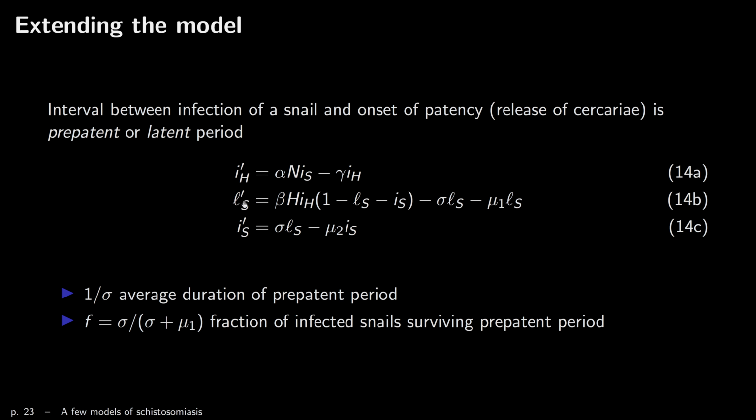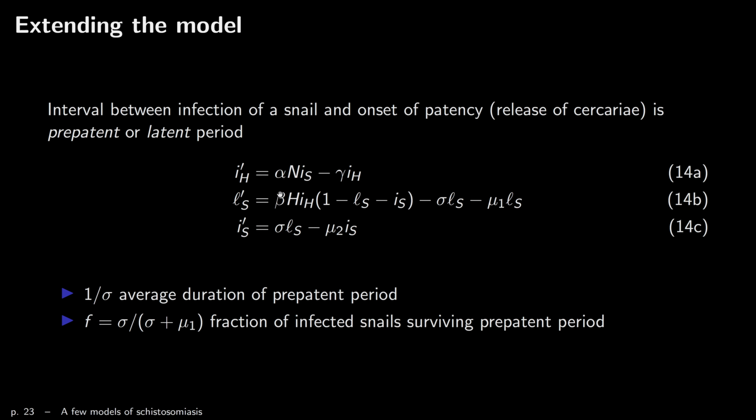So you can see that I'm still considering humans exactly the same way as I did before. The infection of humans is the same, but it's using IS, and now instead of just IS as I had before, I'm introducing an LS for latent, and that latent is produced at the same rate as before. Okay, this 1 minus LS minus IS, again, now I'm assuming that there's susceptible snails, latent snails, and infectious snails. So 1 minus those two is susceptible snails.